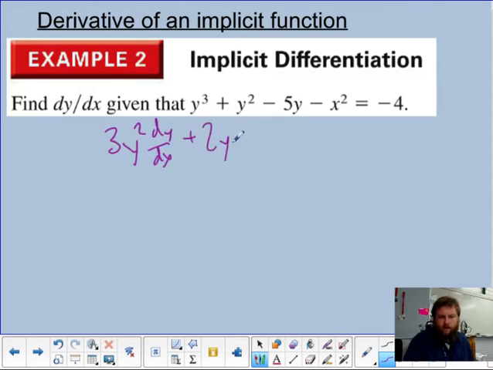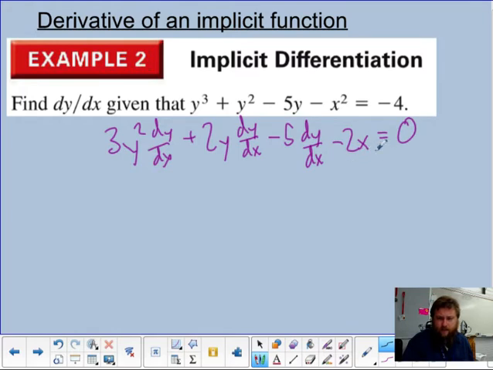plus 2y dy/dx minus 5 times dy/dx. And since this is x, it's just going to be minus 2x, the derivative of x, equals the derivative of a number, which is still 0. Now, let's move certain things over.